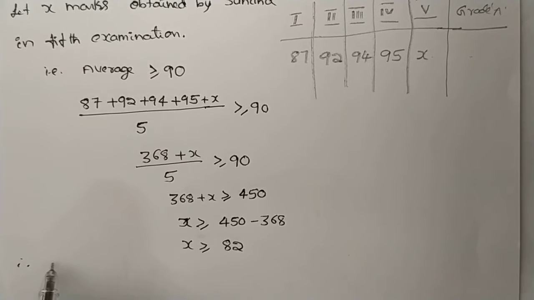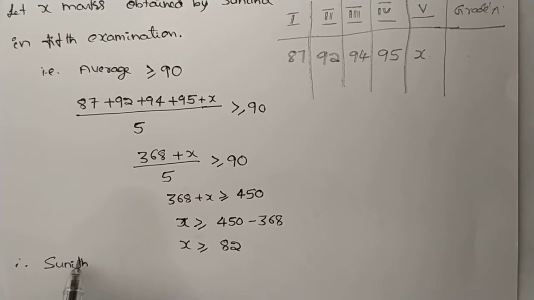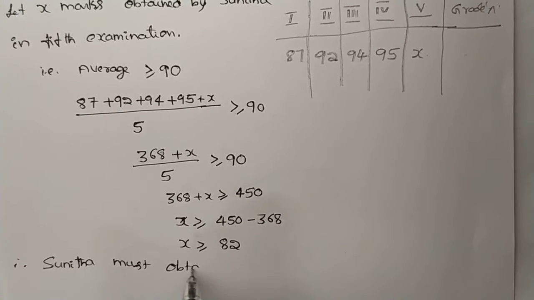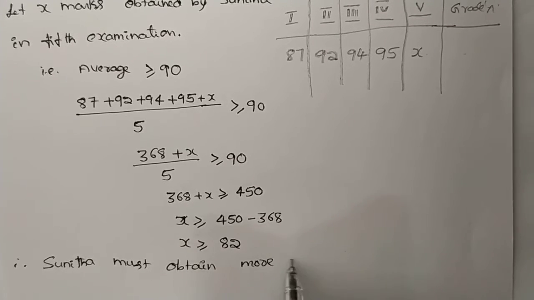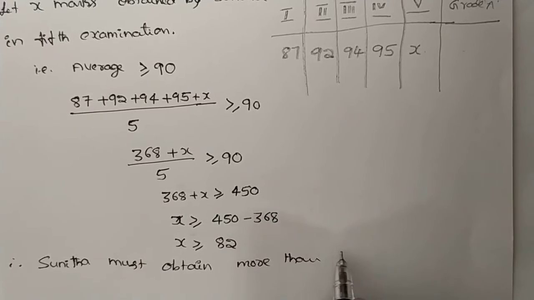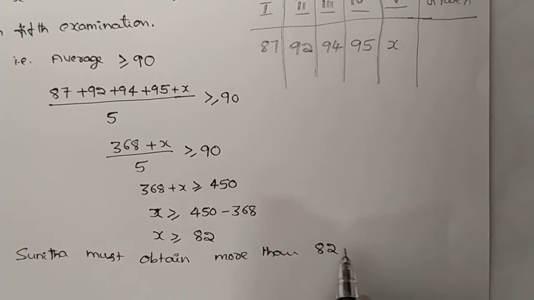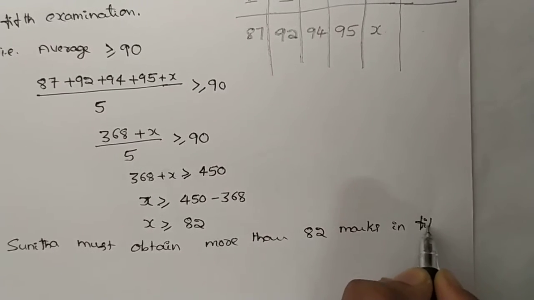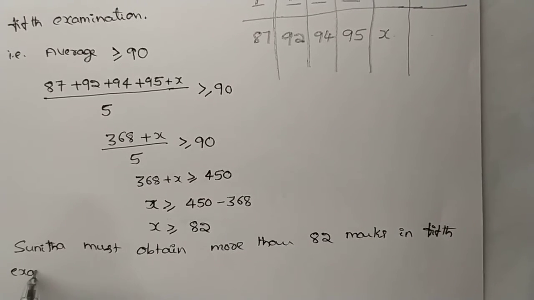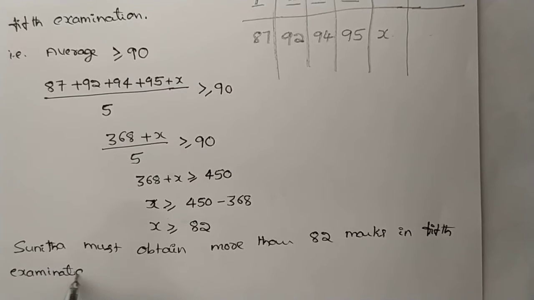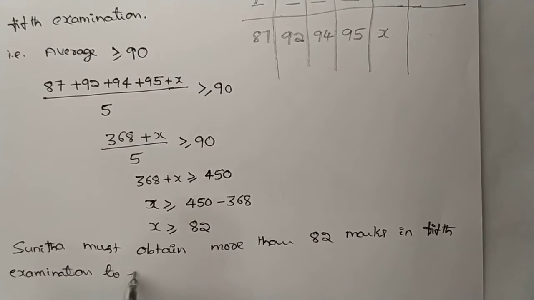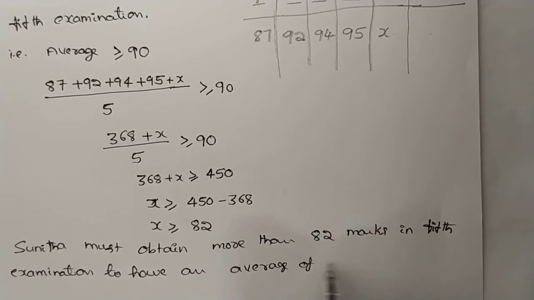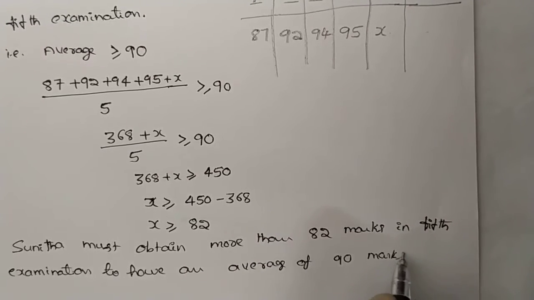Therefore, you just write down its conclusion. Therefore, Sunita must obtain more than or equal to 82 marks in 5th examination to have an average of 90 marks or more.